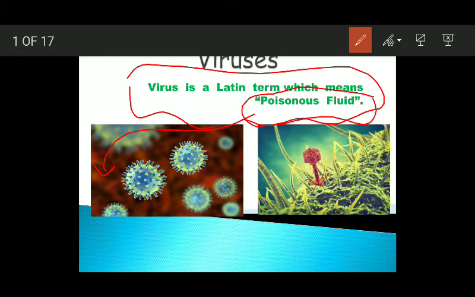Viruses are basically submicroscopic, or you can say ultra microscopic, infectious agents which are capable of infecting plants, animals, and bacteria. These agents are inert outside the living host cells, but when they enter the host cells, they become active. Outside the living cells, they are as good as chemicals, but when they enter the living cells, they become active.